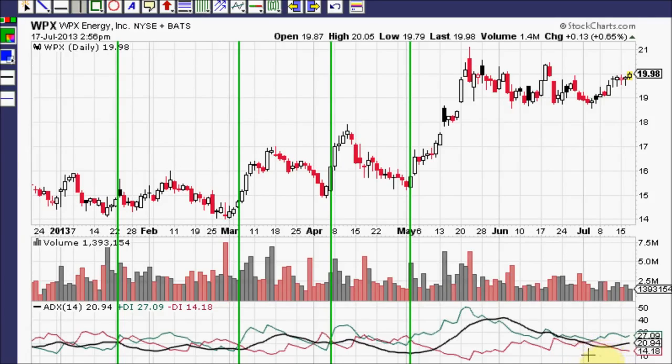But right here, the DI plus started going up and diverging from the down-ticking DI minus. So let's just go ahead and pick that spot right there. The stock moved from $19 to almost $20. Okay, so whenever you see the DI plus diverging from the down-ticking DI minus, that's bullish.